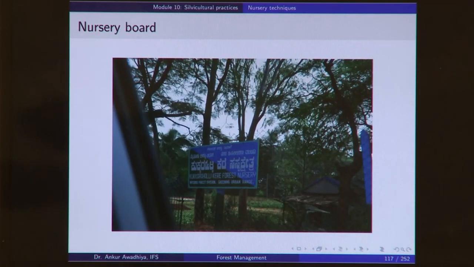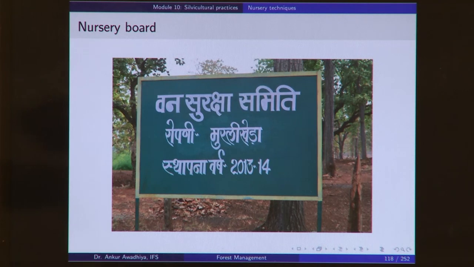Now typically you will also have boards for information to the public, because a nursery also serves as a point where people can purchase or procure plants. If somebody wants to raise a certain species on their fields or in their homes, they can purchase the plants from a nursery, including a forest nursery. Nurseries can be raised by the department, or in certain cases we outsource them to the joint forest management committees. We'll have a look at joint forest management in a later lecture, but we can also have nurseries that are built, maintained and managed by the joint forest management committees, mostly in collaboration with the forest department.